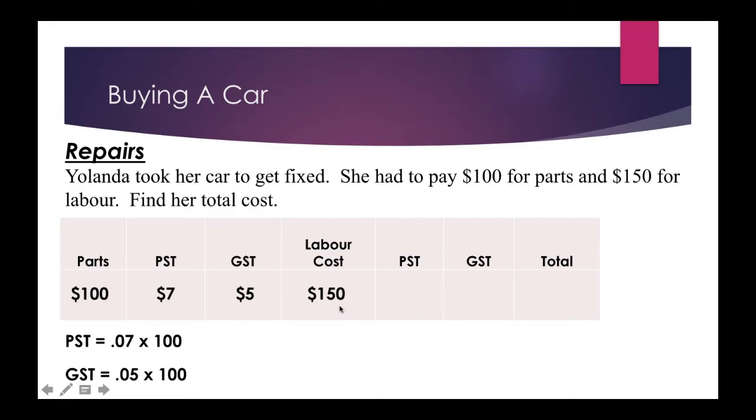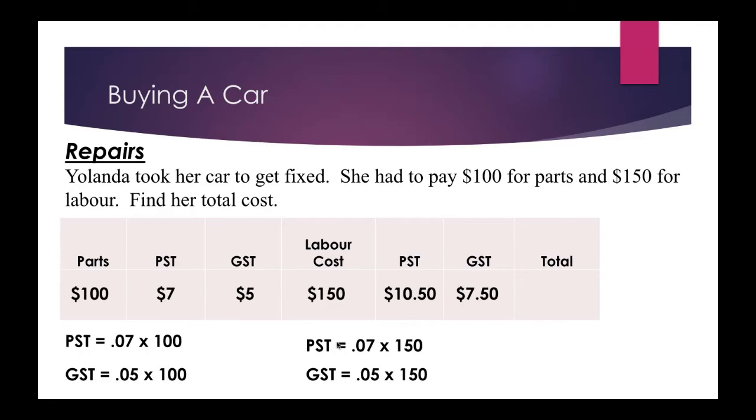Now we'll turn to the labor cost. In British Columbia, you have to pay PST and GST on the labor of them fixing it. So PST, we know PST at 7% of whatever you're buying, 7% of $150. There's your PST, $10.50. GST, you'll find 5% of the $150, and that's it there, $7.50.